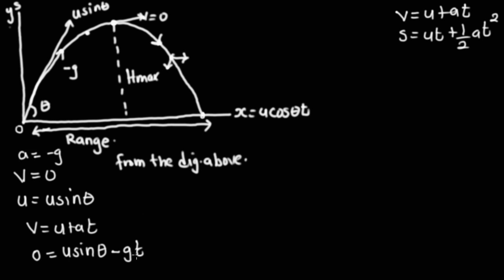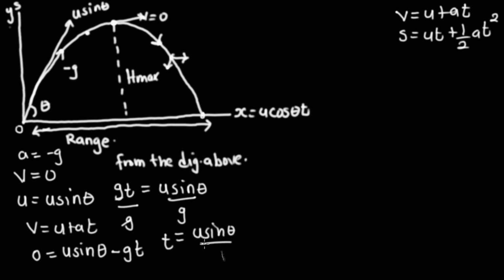Now, we are going to take the negative g to the left hand side. We're going to have gt equal to u sine theta. Now, we're going to make t the subject of the formula. So t becomes u sine theta over g. It is the time it took the object to get to this maximum height, which we had just derived. Now, the total time of flight, or the time it took the object to move from here to here, is different from the time to reach maximum height. This is the time to reach maximum height.